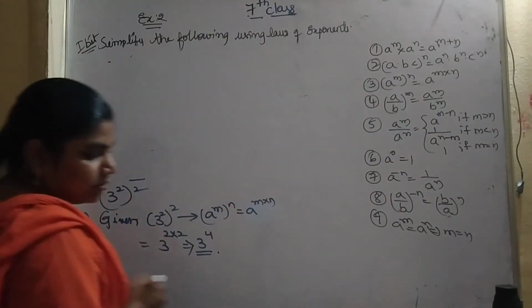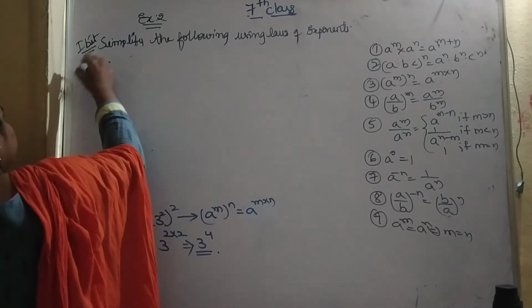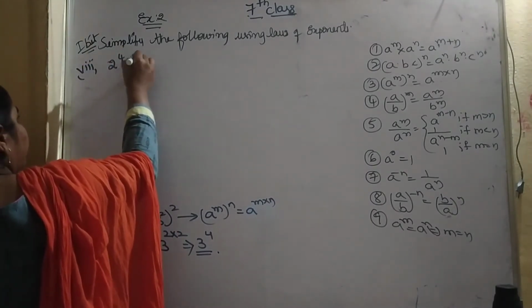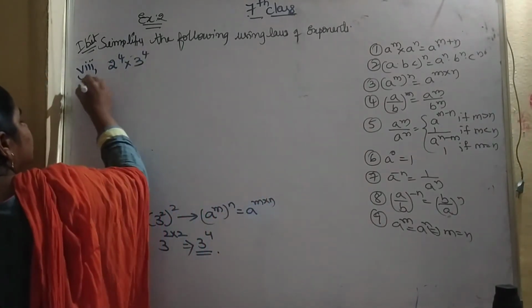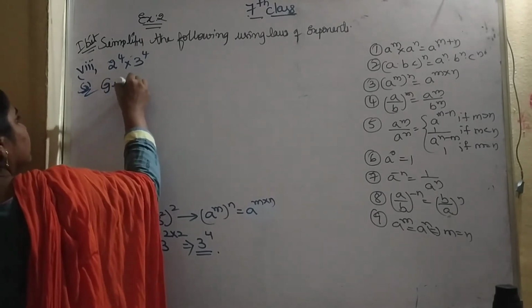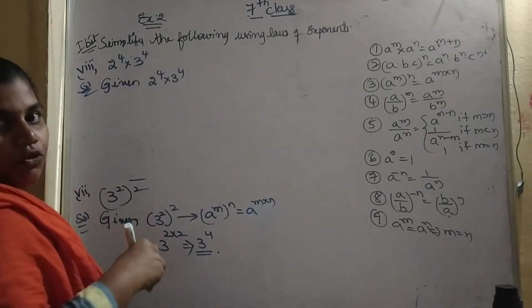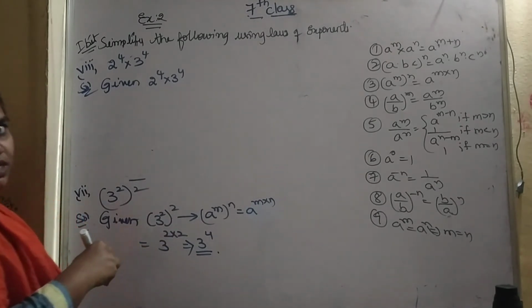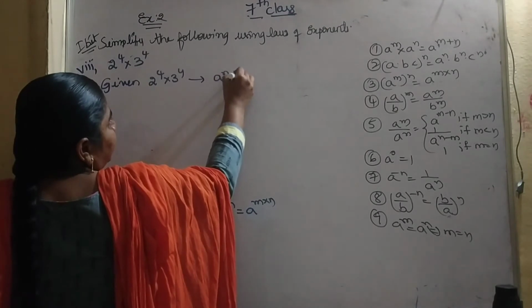Eighth is 2 power 4 into 3 power 4. So this is in the form of the second law. Two power 4 into 3 power 4, so this is the second law. Now this is in the form of a power n into b power n.